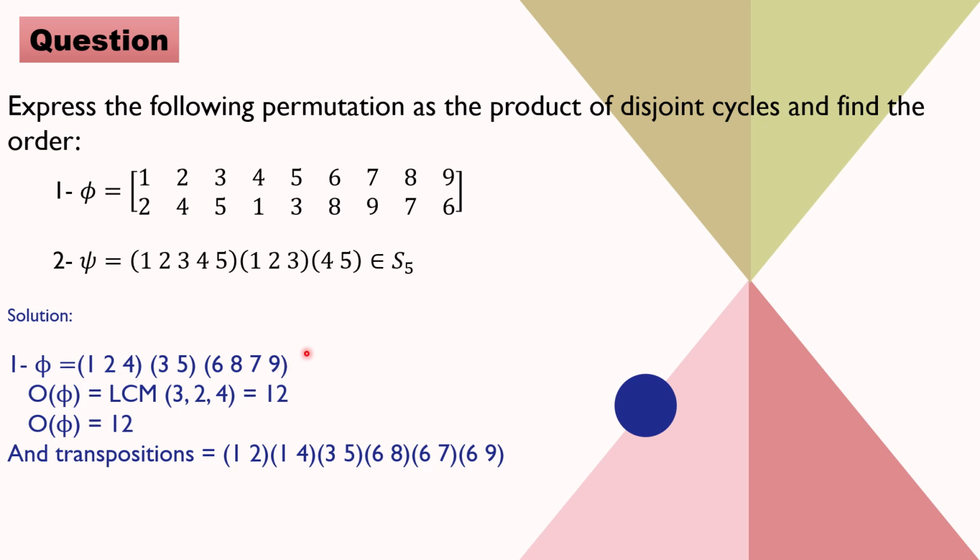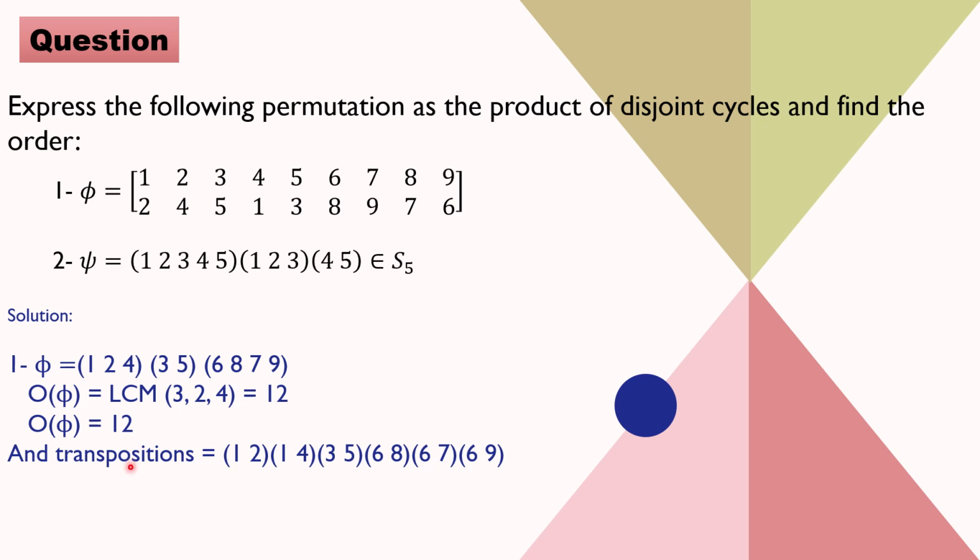All right, how do you find the order of the permutation from the disjoint cycles? The order of the permutation is equal to the LCM of the orders of the disjoint cycles. The order of the first disjoint cycle is 3, the second disjoint cycle is 2, and the third disjoint cycle is 4. When you take the LCM of 3, 2, and 4, you get 12. This is the order of this permutation. That's it. That is the LCM of the orders of the disjoint cycles of a particular permutation. So the order of phi is 12.